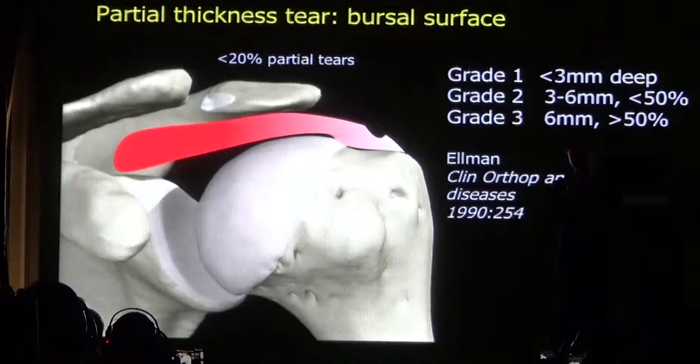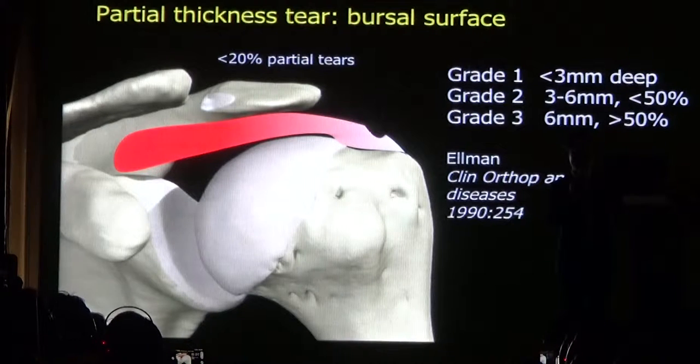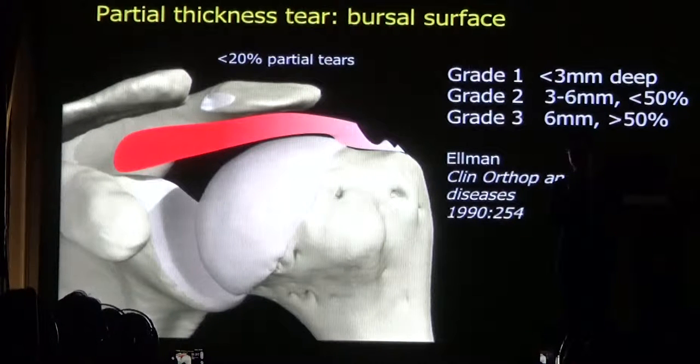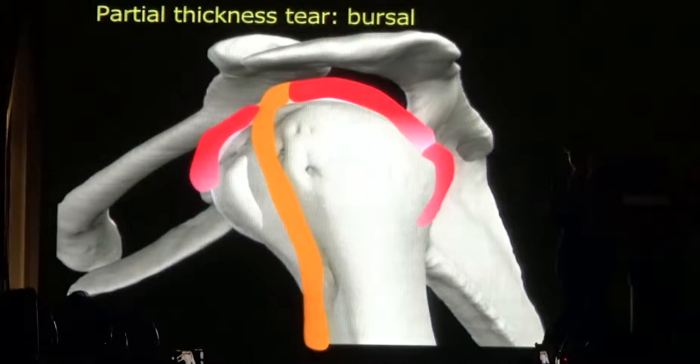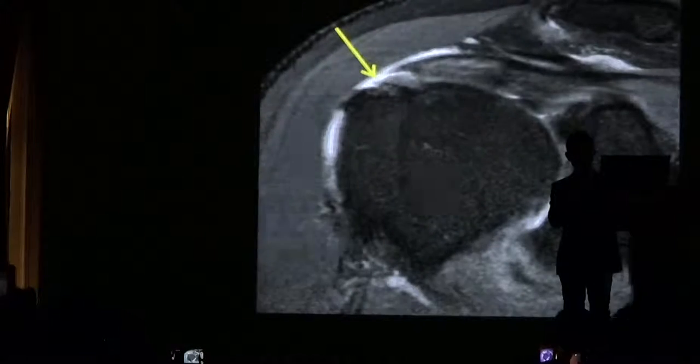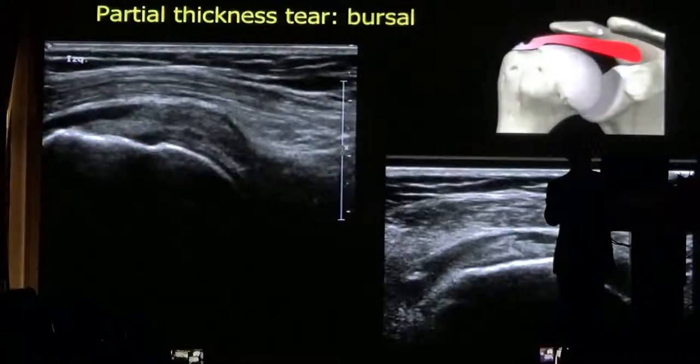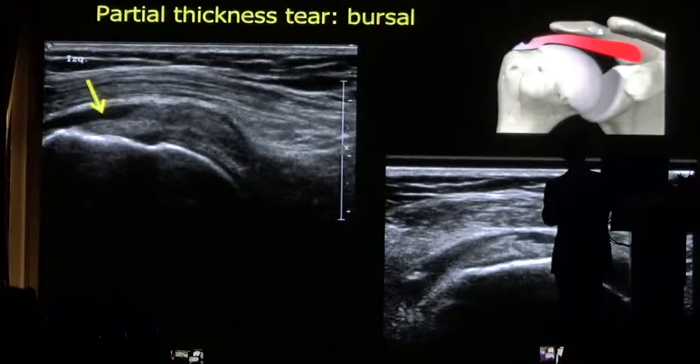Partial thickness tears mainly occur at the deep surface, but they can occur at the superficial surface of the tendon. And again, the grading is the same. And of course, these may progress to a full thickness tear. And you can see in the other position, that's the kind of typical position of a bursal surface tear. On MRI, often you'll see some associated fluid in the subacromial bursa. And you can see here an equivalent tear on ultrasound with a defect in the superior surface of the tendon and fluid in the subacromial bursa extending in this region.